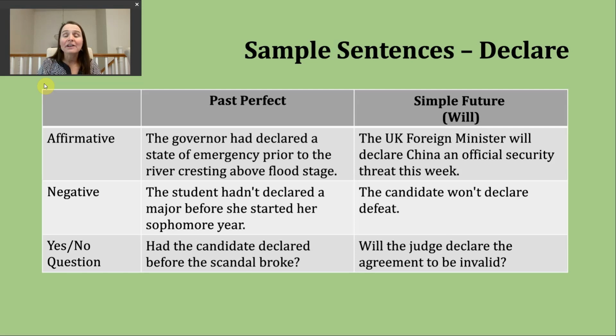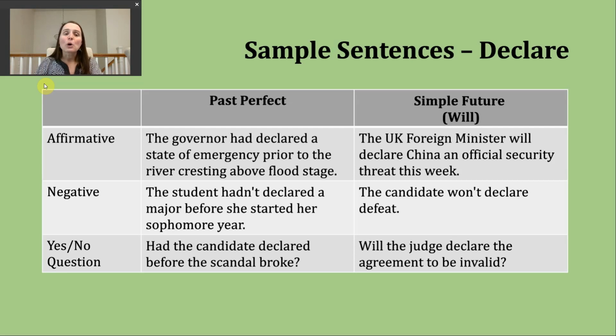Let's take a look at an affirmative example. The governor had declared a state of emergency prior to the river cresting above flood stage. It seems everywhere we look now, there's some horrible flooding in different areas of the world. Just this week in the United States, really bad flooding in the state of Mississippi. I can't remember exactly where I read this example sentence, though, and which flood, unfortunately, it's connected to.